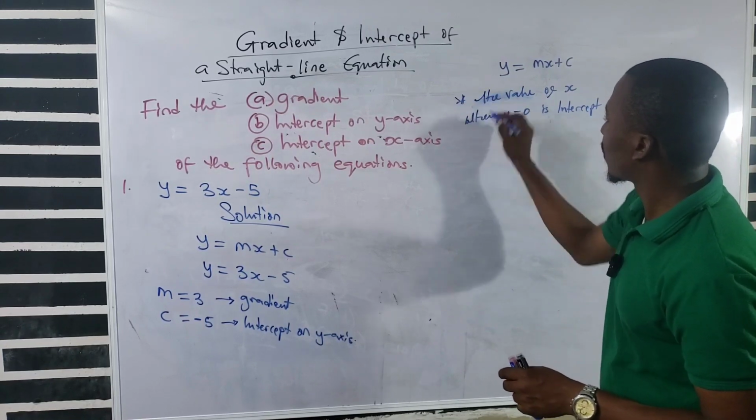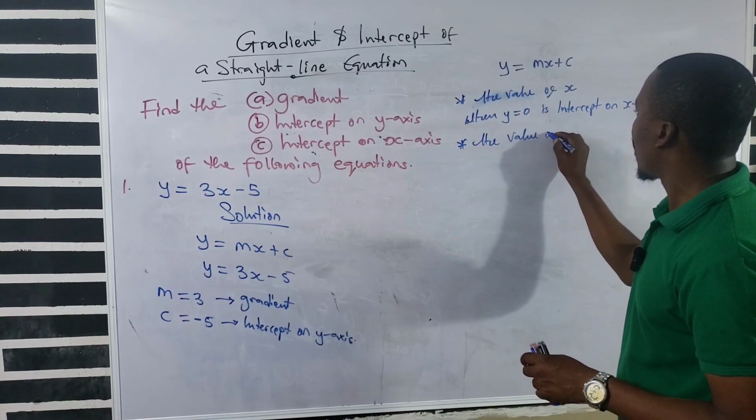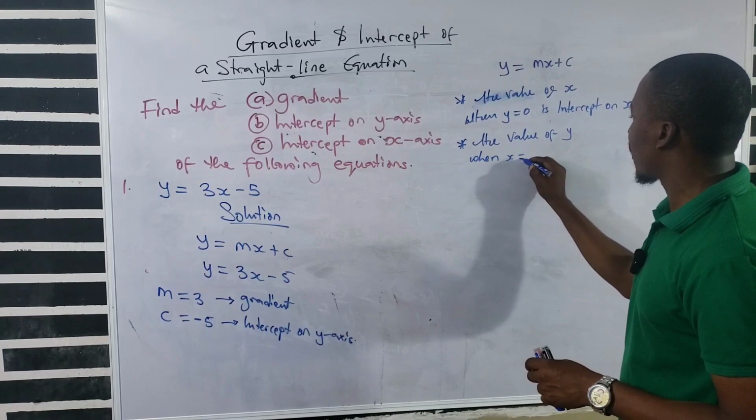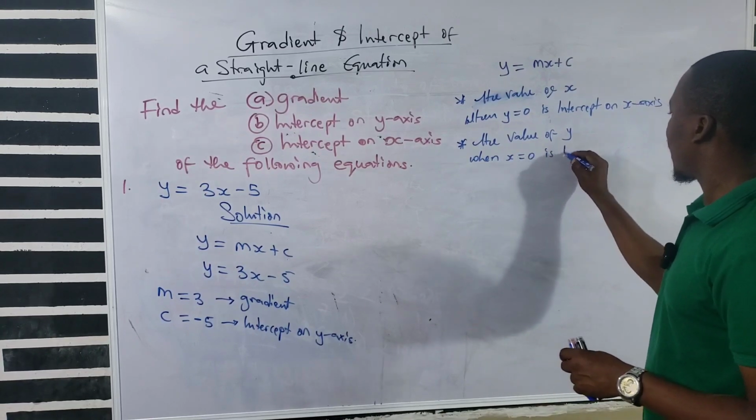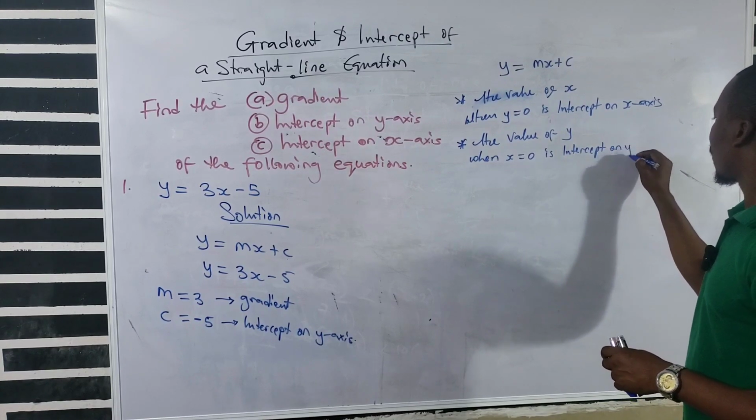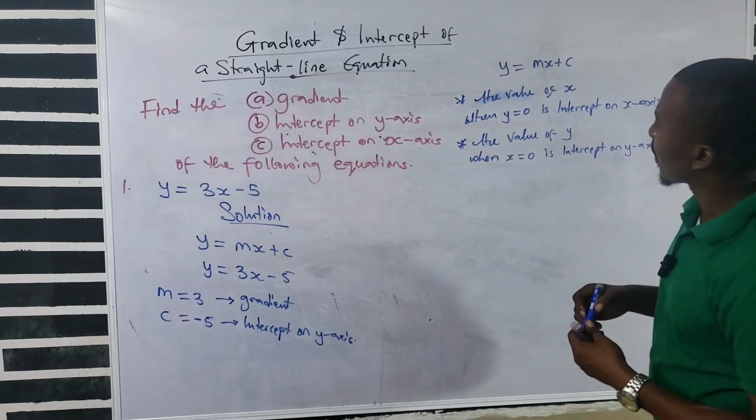Also, the value of y when x equals 0 is the intercept on the y-axis. So what does that mean?